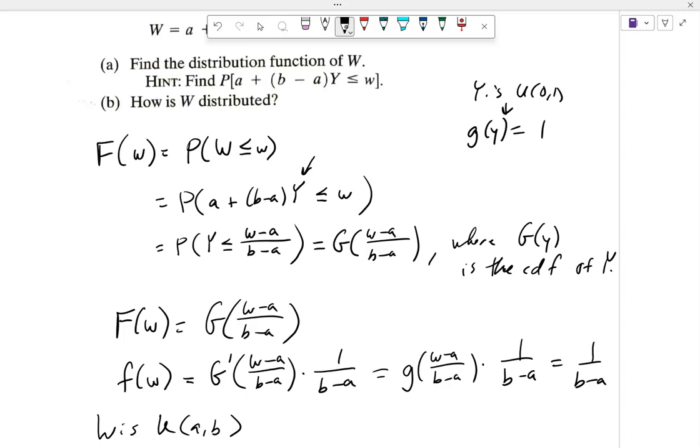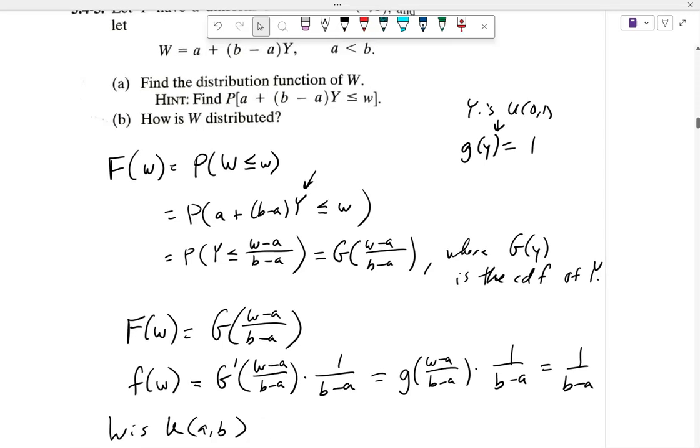Let's go back up to our function. Zoom out just a smidge. Go back up to our function here. Here's our function, right? Y goes from what? 0 to 1. If y is 0, W is equal to A. And if y is 1, W is equal to B. So it really does range from A to B.